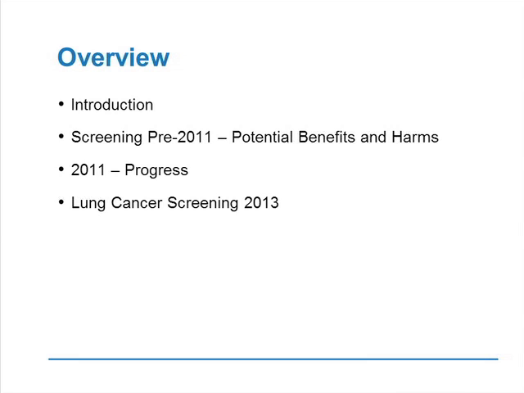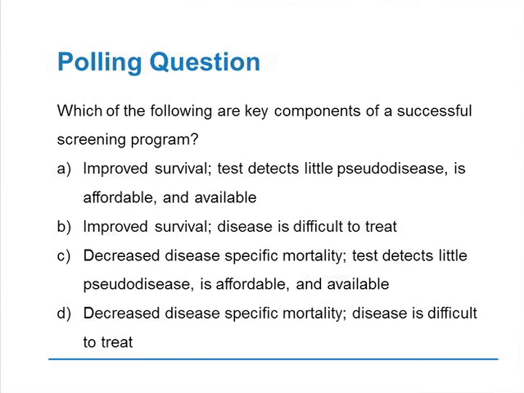What are the guidelines and what considerations should you be thinking of if you're considering developing a lung cancer screening program? We'll start with a polling question. The first question is, which of the following are key components of a successful screening program?